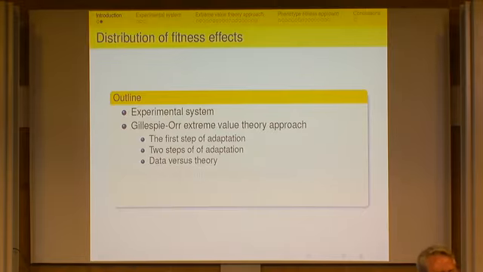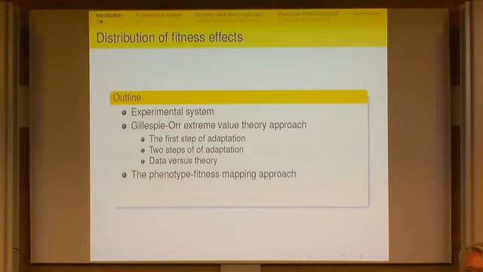But it would be nicer to actually have at least some view of what those parameters mean. And so we're going to attempt to do that using an old idea from Fisher, who developed this idea of what he calls the phenotype fitness map. Now, the data that I'm going to show you has no phenotypes in it.